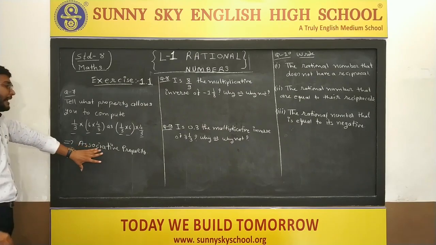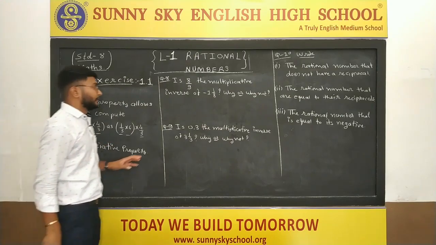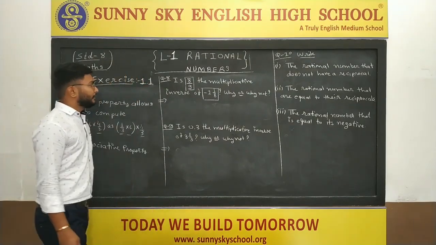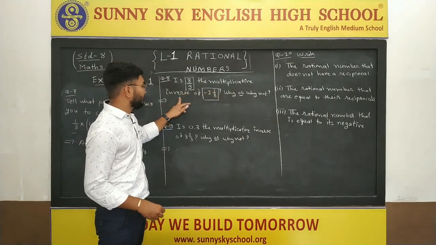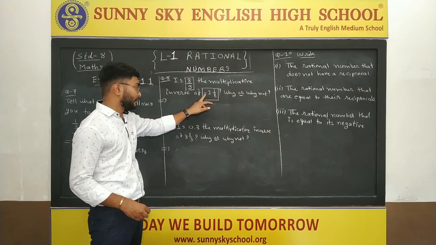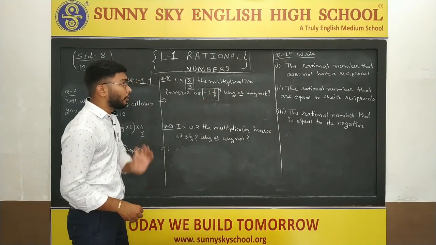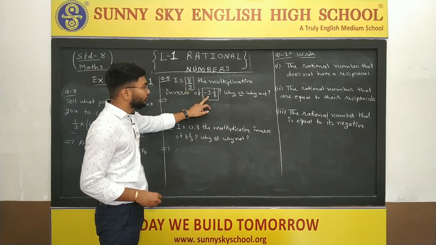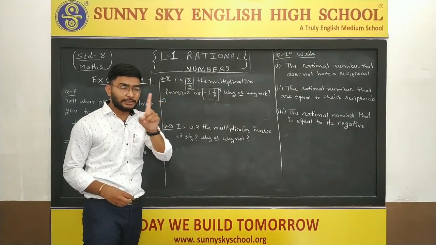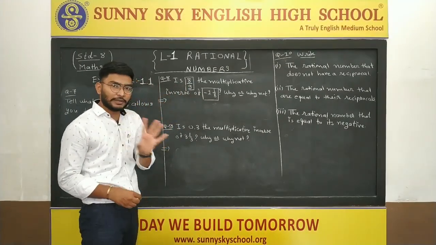Okay, by using the associative property it is possible. Now question number 8: is 8 by 9 the multiplicative inverse of minus 1 integer 1 by 8, or not? That we have to decide. How do we decide? Just multiply these two numbers. If the answer is 1, then it is the multiplicative inverse, otherwise not.